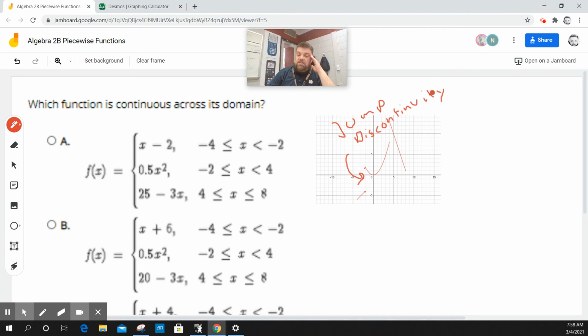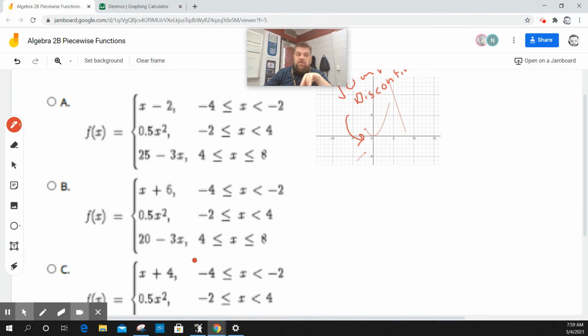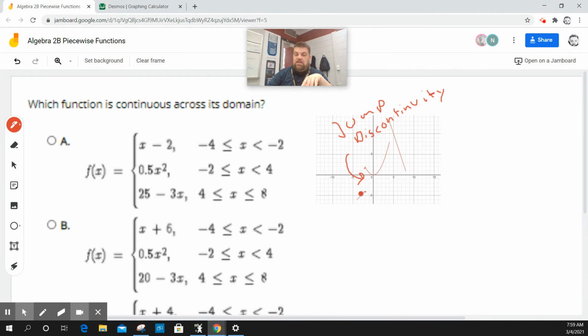So when we get to the one that we want, I think B is the right answer, but we're going to have to plug all these in. So the domains are the same. Now we can graph the next one. So this is not it, okay, because they're not connected.